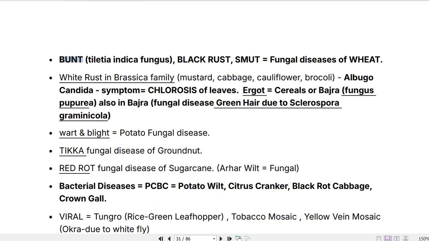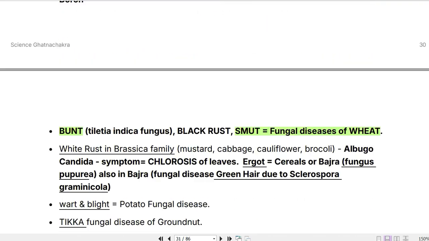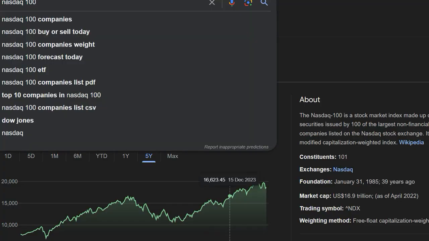So what is bunt? I think it is a fungal disease. Whereas smut is a fungal disease of wheat, and bunt is, I think, a fungal disease caused by a fungus called Tilletia indica. And black rust, that is also, I guess, a fungal disease. What are we studying, by the way? Okay, I think we'll have to take help from AI.